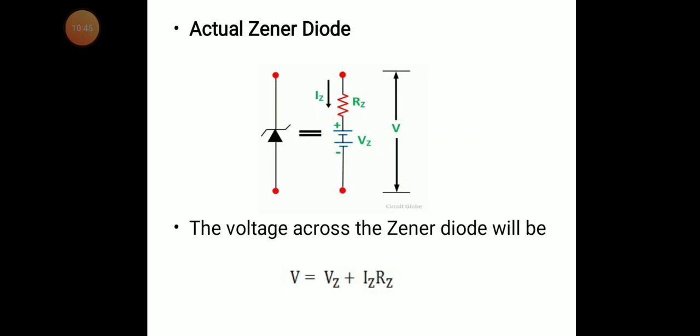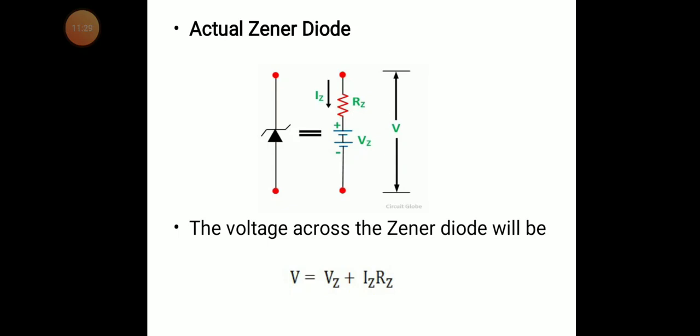So coming to the actual Zener diode, how is it? Actual Zener diode means any device does not exist without having any errors. In the universe, we don't have any perfect device without having losses. So the Zener diode also has some sort of loss, which is indicated by the internal resistance Rz. So that amount, Iz Rz, of voltage should be dissipated from the voltage source Vz.